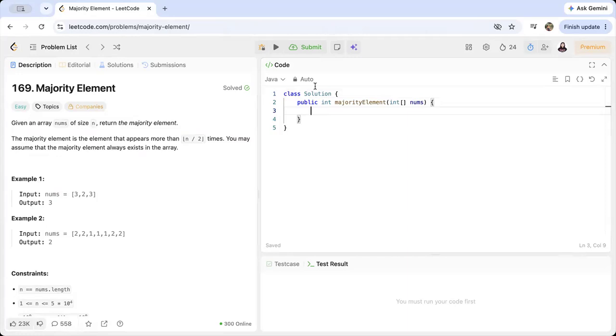So here, we have a majority element. Initially we have nums of 0 as the majority element, and the frequency of that is 1. This is how our setup works, and in the end we are always going to return the majority element.